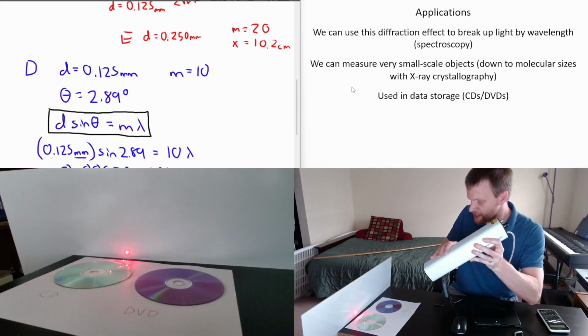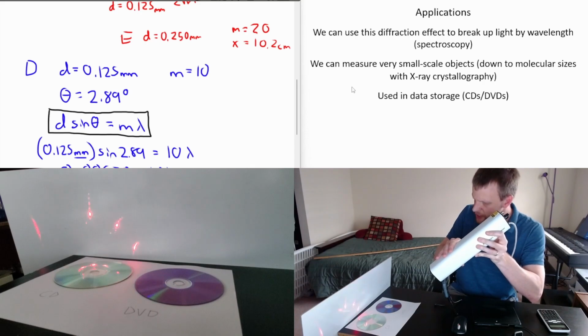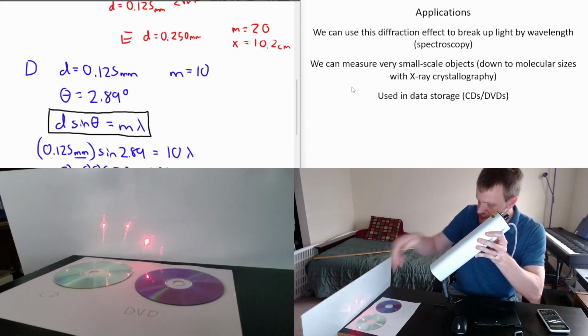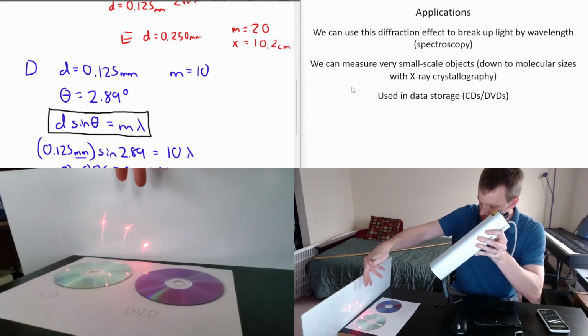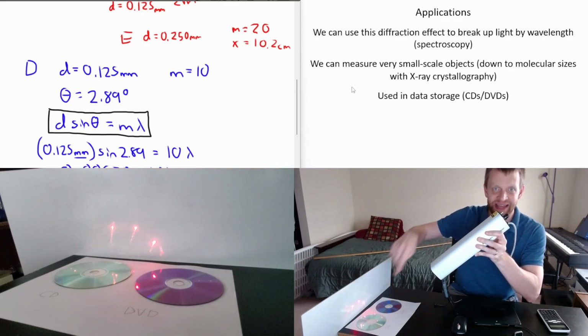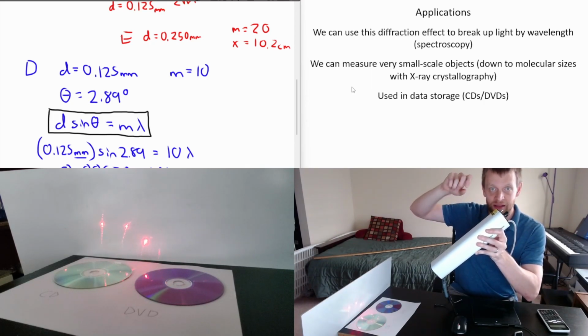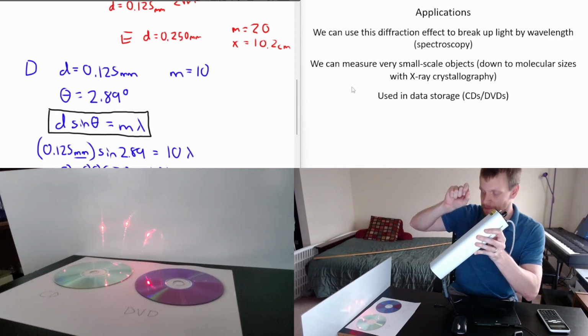So I'm going to aim the laser at the surface of the CD. And you can see that when I aim the laser at the surface of the CD, that light that's reflected off of there, it's being diffracted. We're getting all sorts of these patterns showing up. And what's happening is the grooves in that CD, all the little grooves where the data is encoded, all of those are acting like those two slits and causing that light to diffract in different ways.